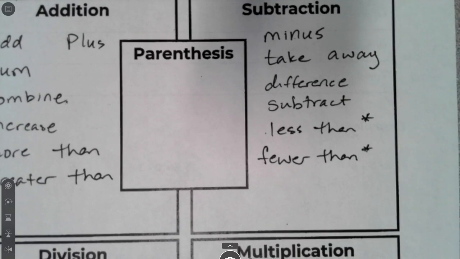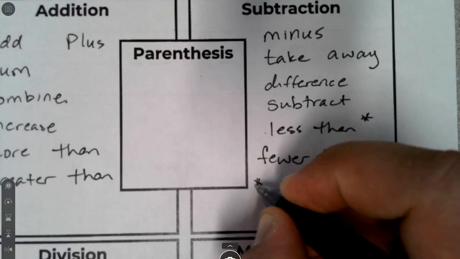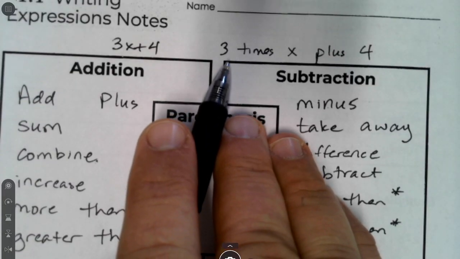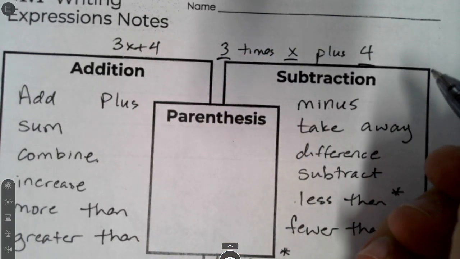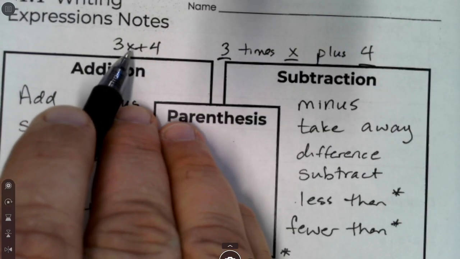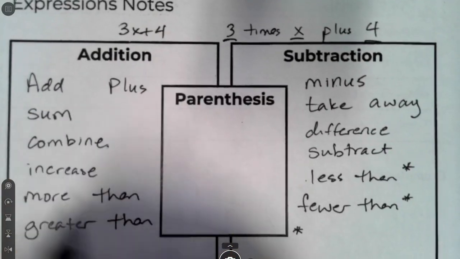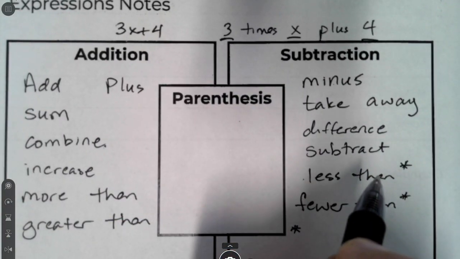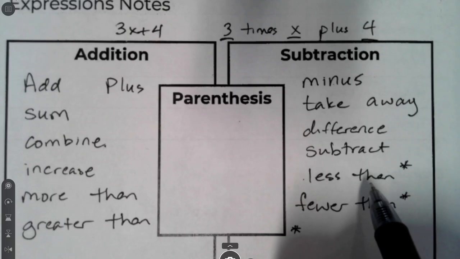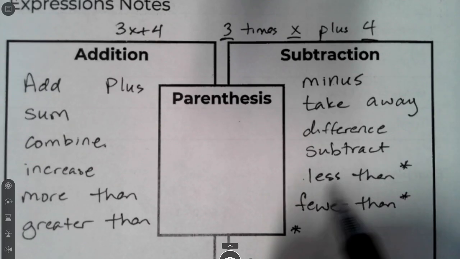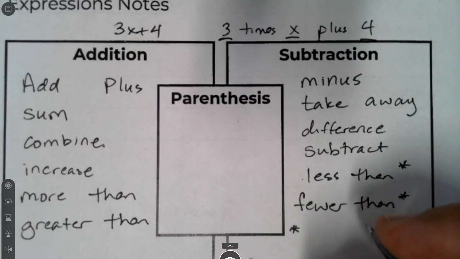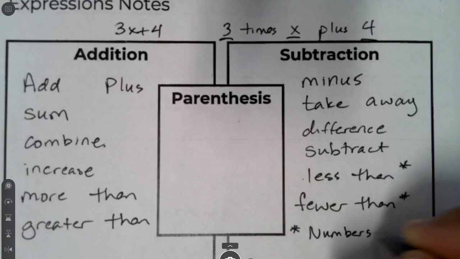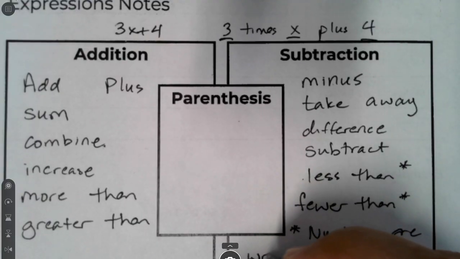Now the reason I put an asterisk here is because for all of these, like you look up here, this says 3 times x plus 4. So we see a 3, an x, and a 4. And that's the order they come in, 3, x, and 4. That's true for all of these words except for these two right here. When you see this word than paired with something that makes something smaller or less or fewer, then the numbers are written backwards.